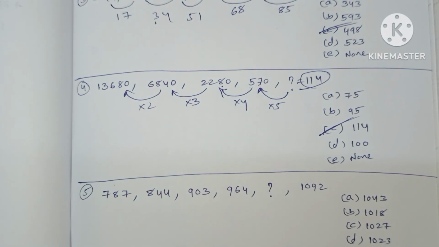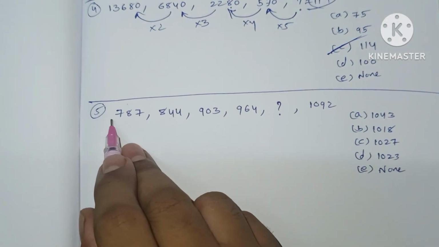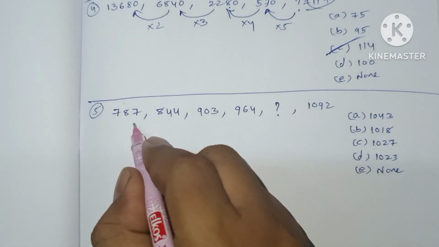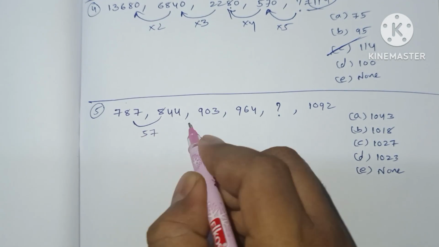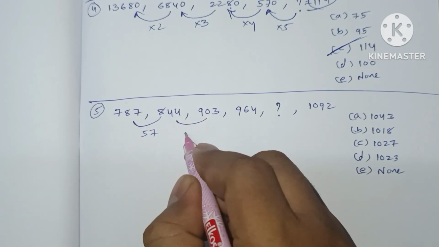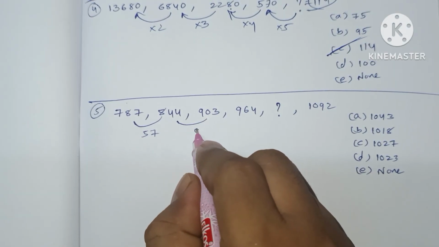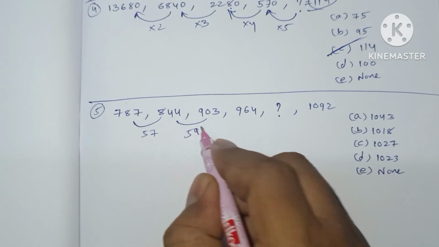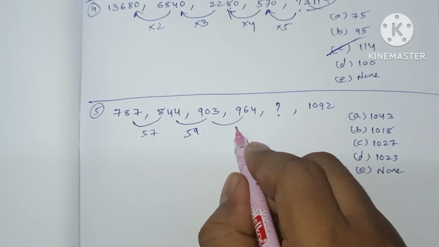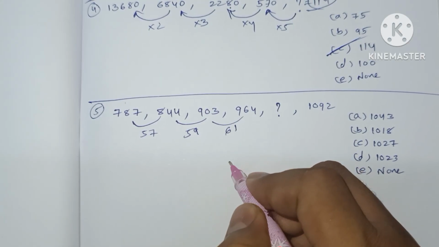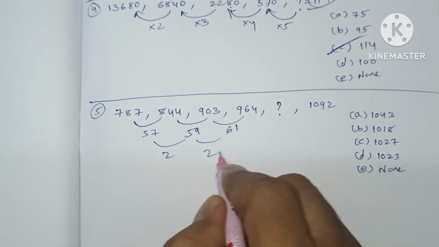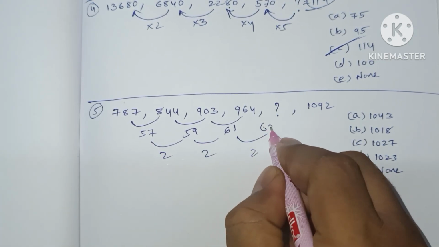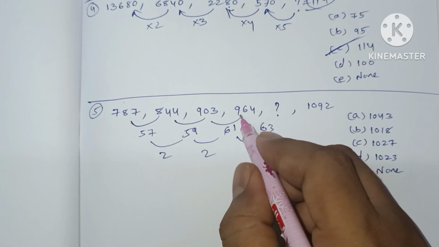Next question. 787 and these numbers are slightly varying, so we go with the differences. Here the difference is 57. Here the difference is 9 and 5, 59. Here the difference is 1 and 6. Let's see the double differences. Here the difference is 2. Here the difference is 2. The difference must be 63.